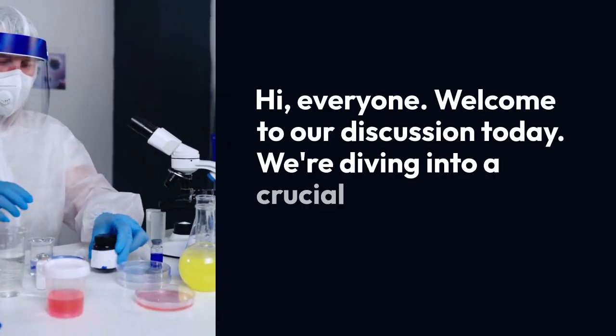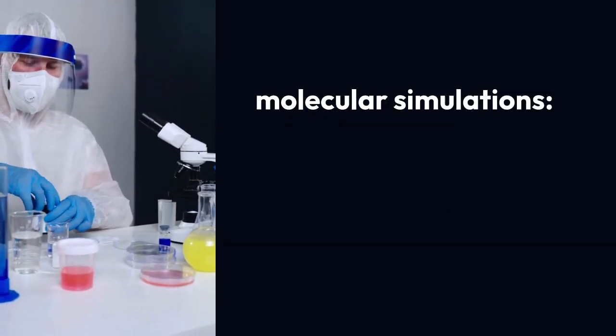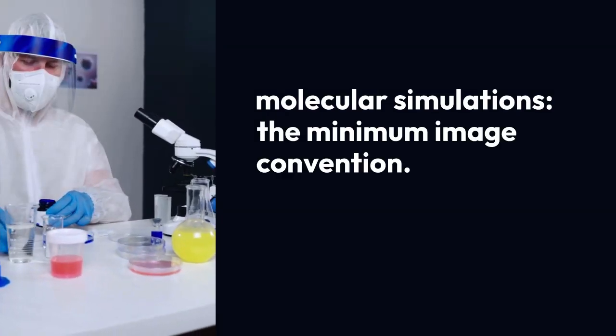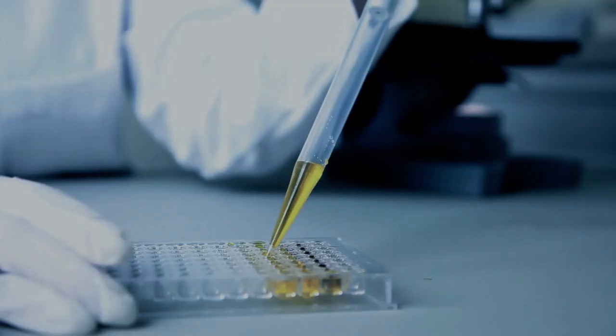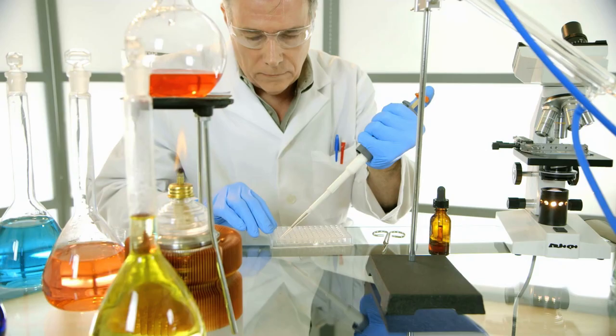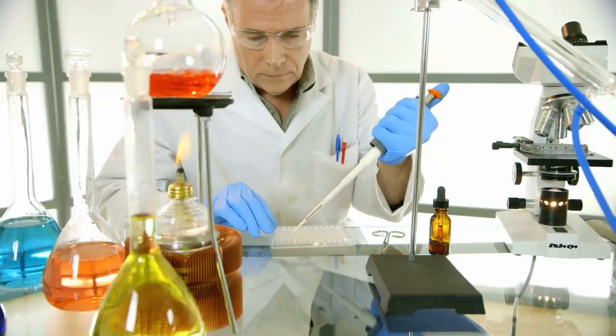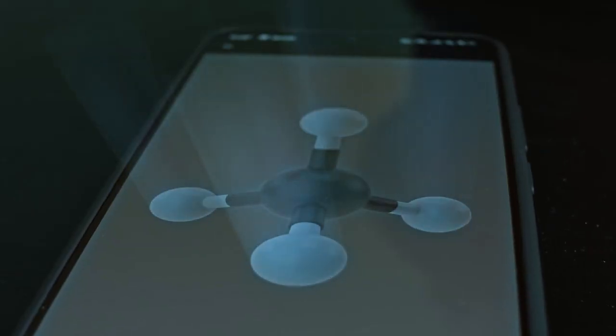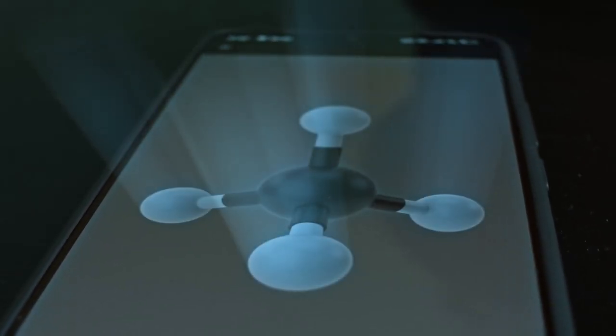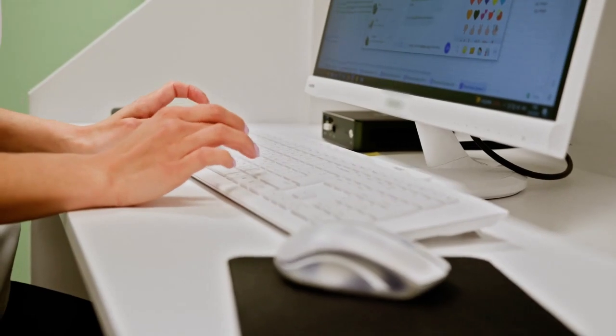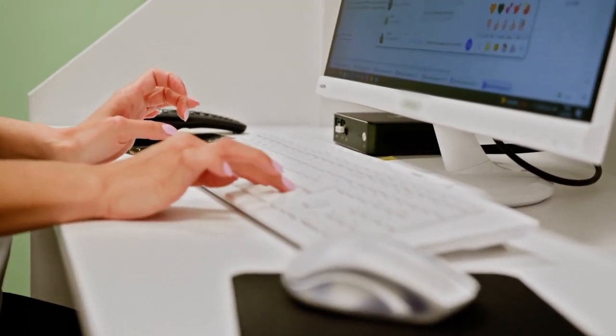We're diving into a crucial concept in molecular simulations, the minimum image convention. This idea helps us simulate large systems efficiently. It's a cornerstone for many scientific discoveries. Molecular simulations let us predict how atoms and molecules behave. We use computers to model these tiny particles.